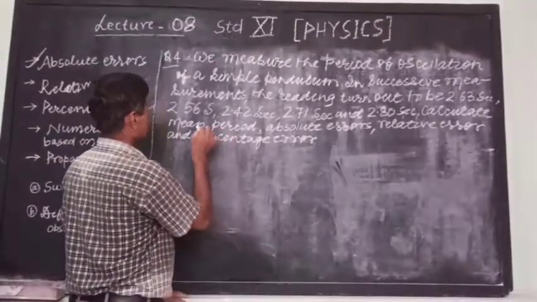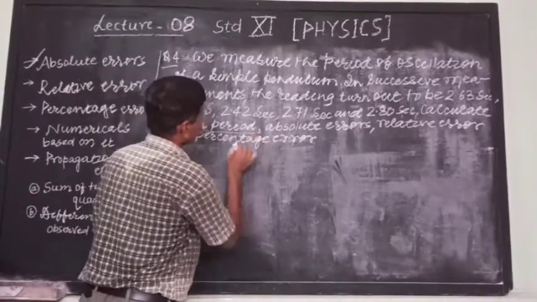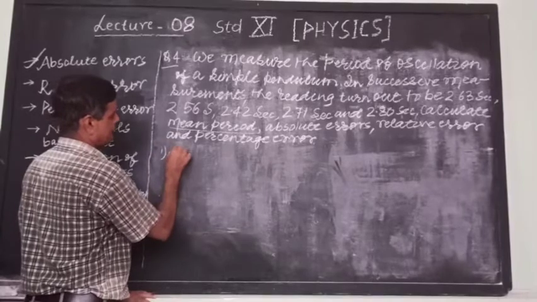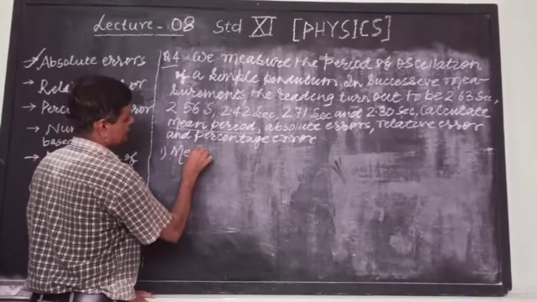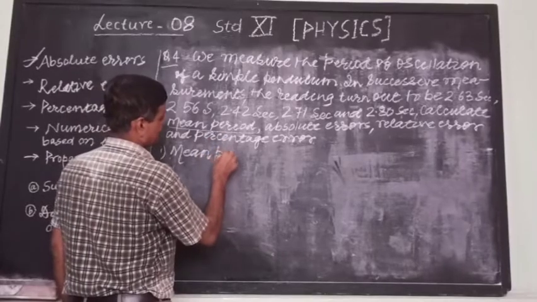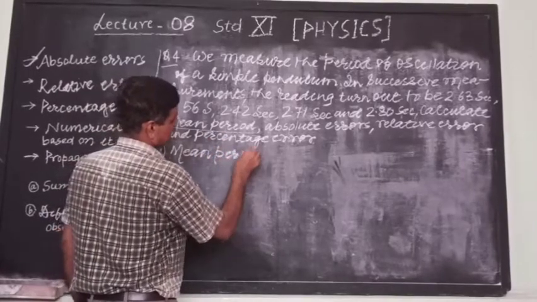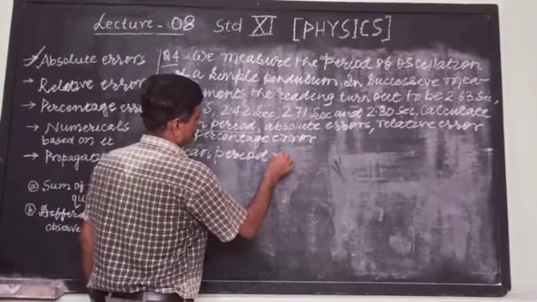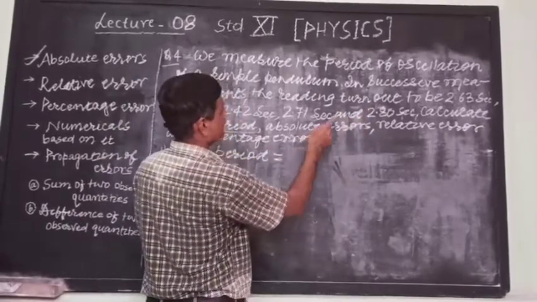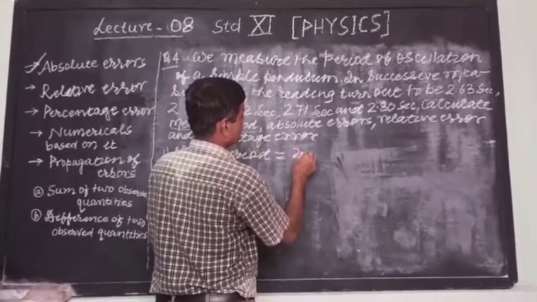First, demanded mean period. Number 1, mean period. All the time periods are given. So we will take the mean of it. First time period is 2.63 seconds.